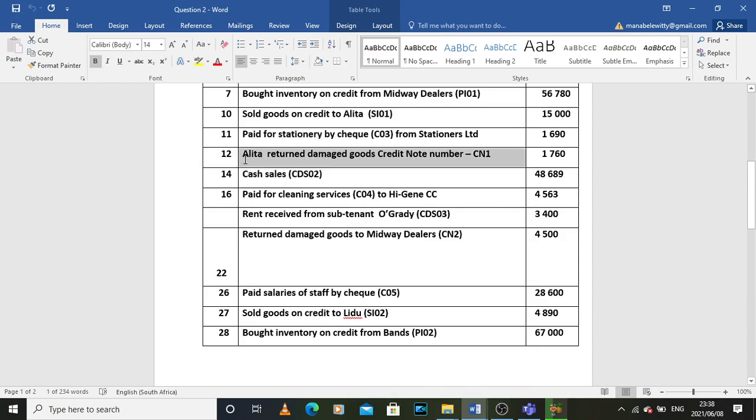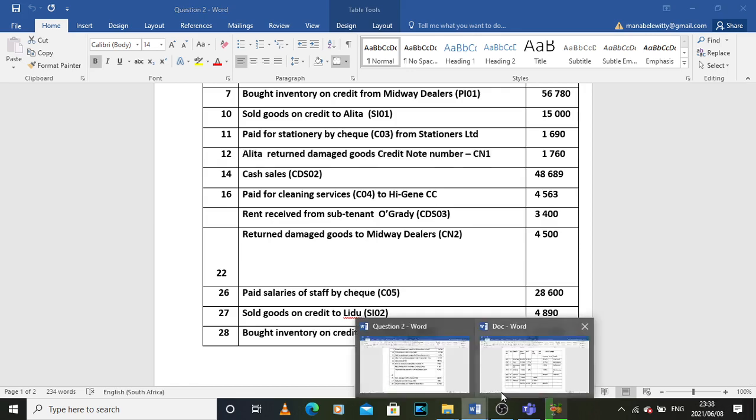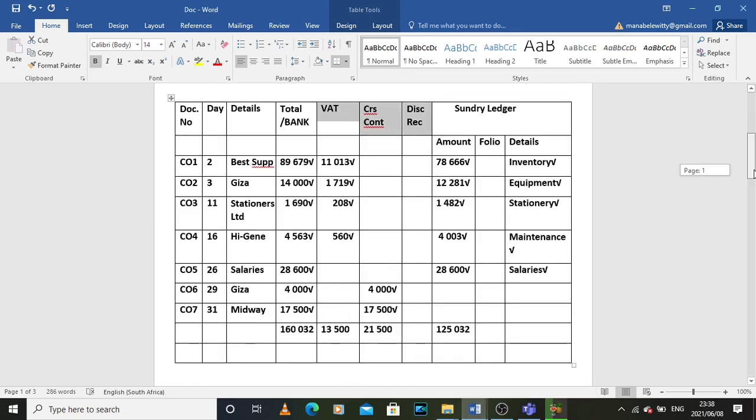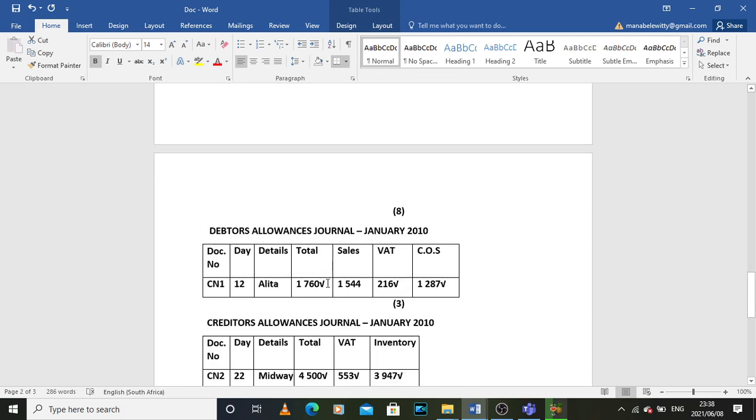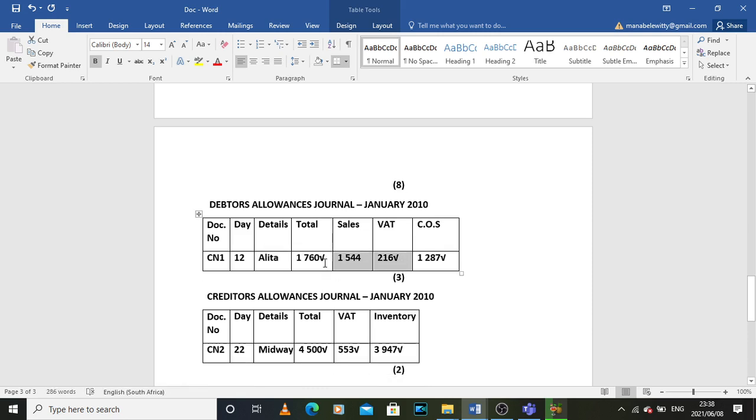Ali, the person who bought on credit, is returning goods now for 1,760. So you go to your debtors allowances journal, transaction number 12. You go straight to your debtors allowances journal and apply the same calculations. This is Ali returned 1,760. You separate VAT and your sales from this amount, because the combination of these two results in your total for debtors control.